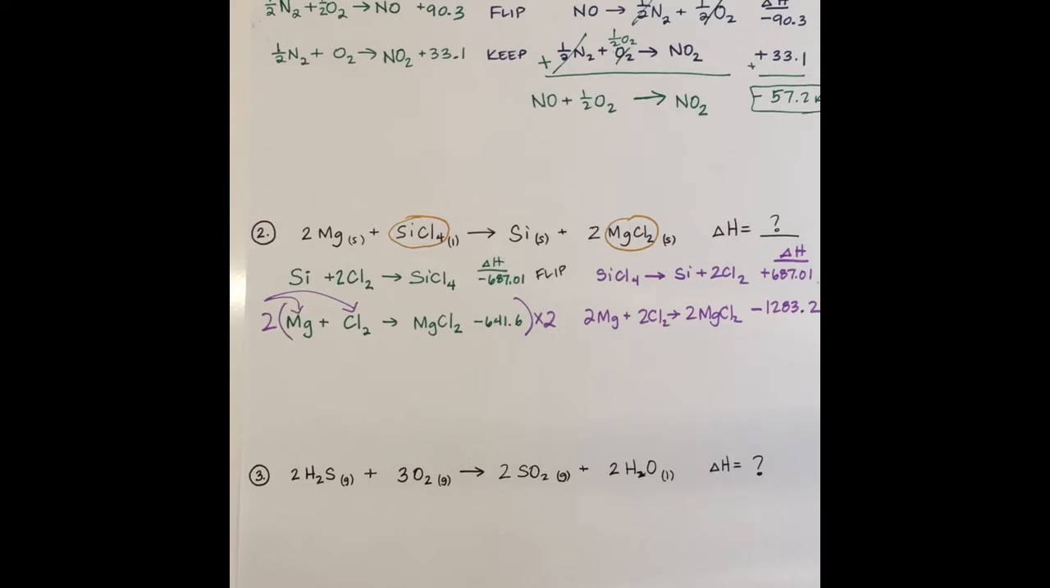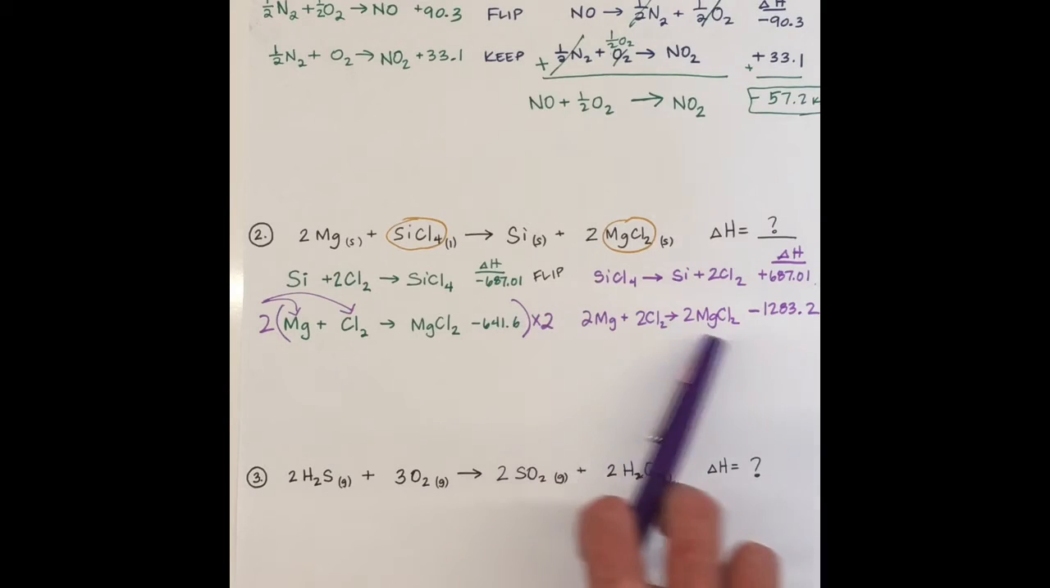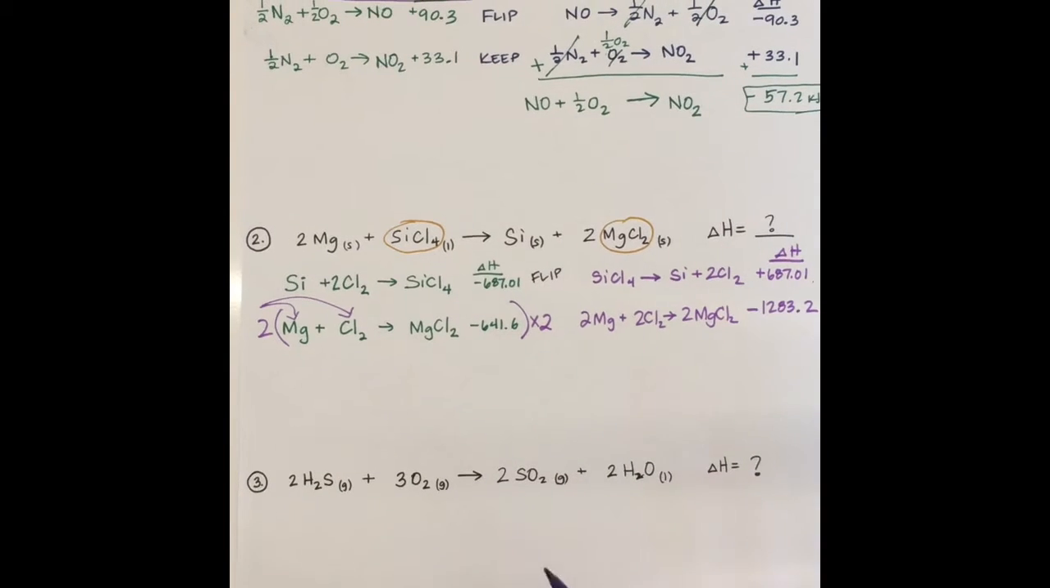Yeah, that's right. Sorry. Okay. Negative 12. It did not change the sign because I didn't flip the equation. It was negative. I keep it negative. Now I'm going to add these together.